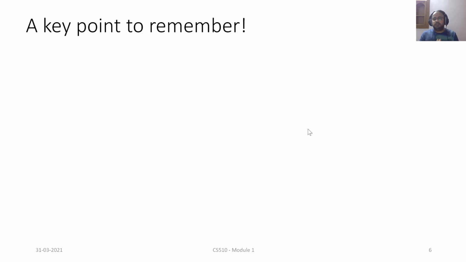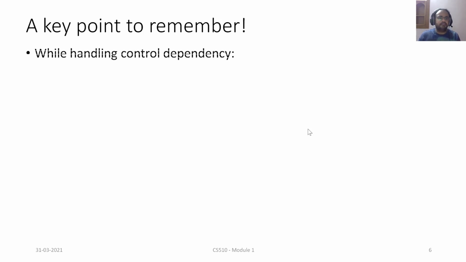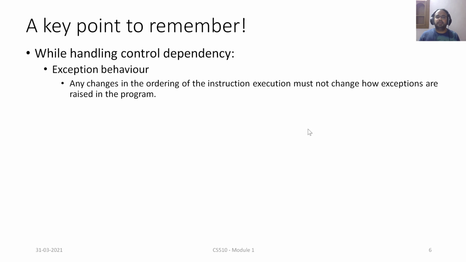So a key point to remember from control dependence is that we need to understand the exception behavior of the program, and if we are trying to reorder the instructions, we should take care that no new exceptions are introduced and none of the earlier exceptions are missing in the modified program. The second point is that the data flow should be maintained, otherwise the end result of the program will be wrong.